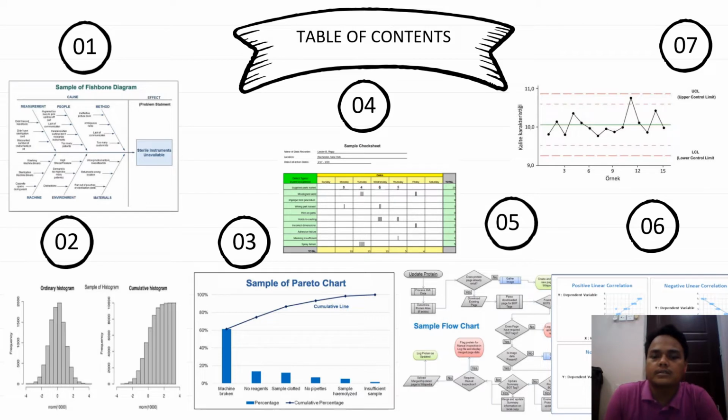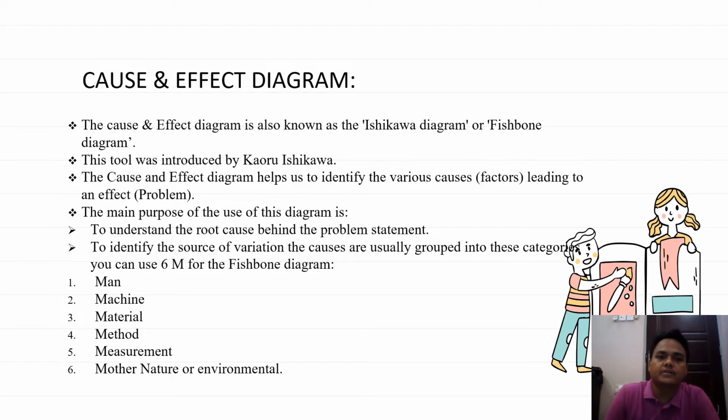This is graph for the 7 QC. First, cause and effect diagram. Second, histogram. Pareto chart. Check sheet. Flow chart. And another graph. And next, first, cause and effect diagram.